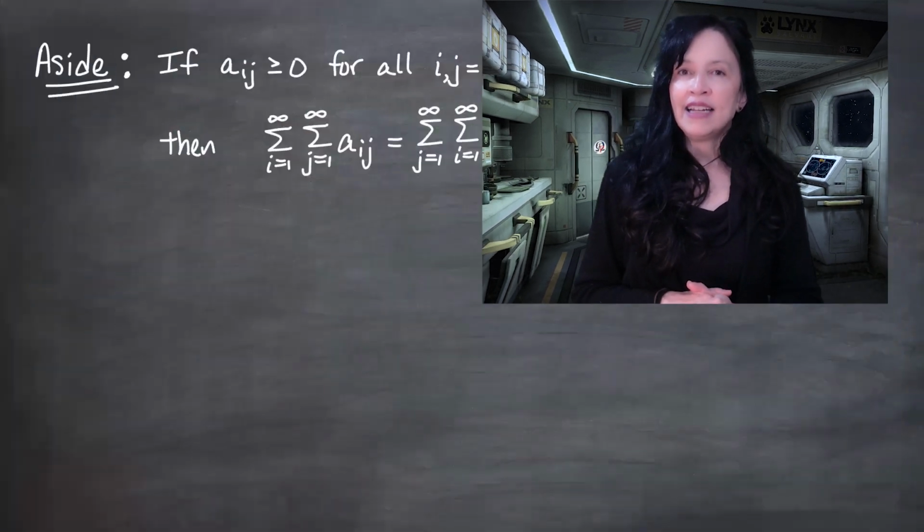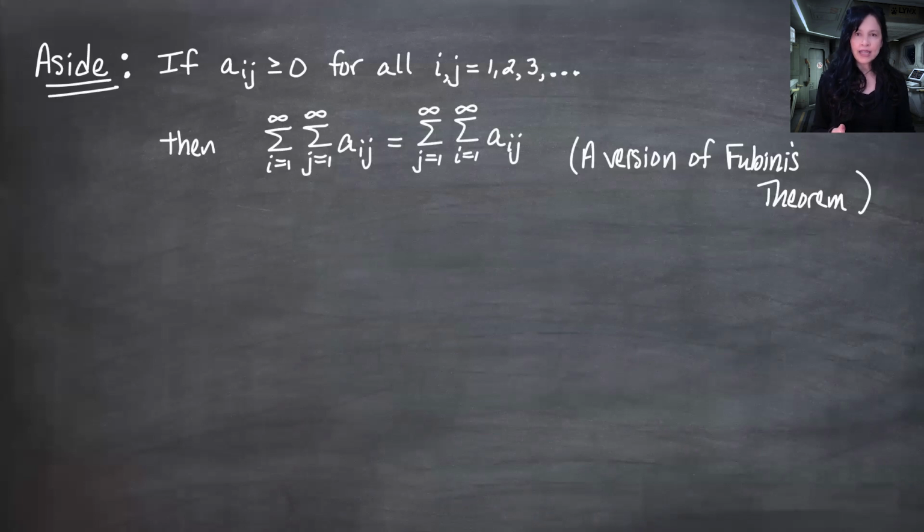Okay, so you're still here. That's pretty cool. I wanted to prove the aside that I used today when I proved that we could get a measure out of integrating a simple function. And I called it Fubini's theorem 1. And it said if you have real numbers, little a sub ij, greater than or equal to 0 for all i and j from 1 up to infinity, then the double sum over i and j can be switched.